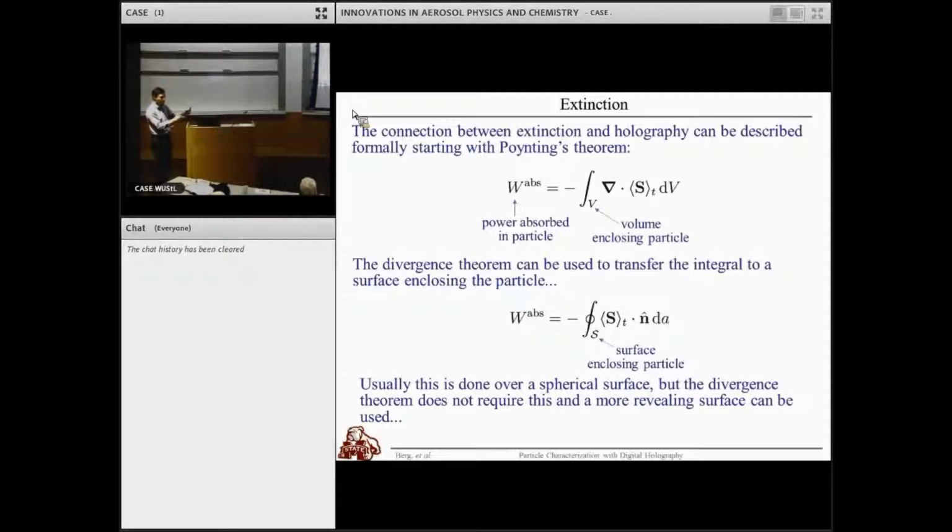And often we choose that spherical surface to be so large that it lives in the far field of the particle, and the fields are simpler, and the integral is doable in many cases. But the divergence theorem does not require you to do that. You don't have to choose a spherical surface. So perhaps we could choose something a little bit more suggestive.